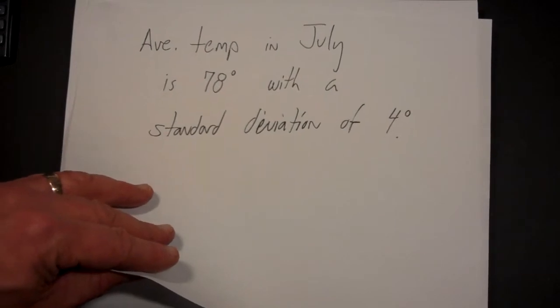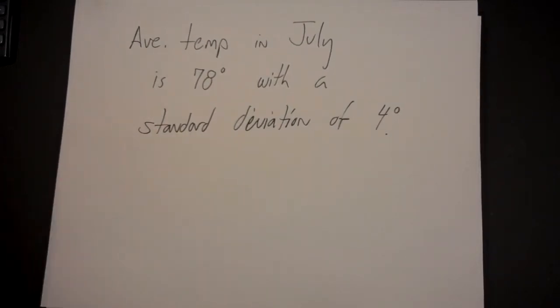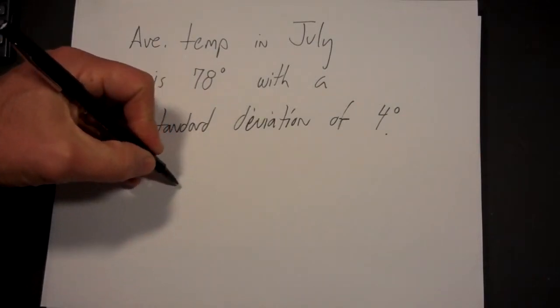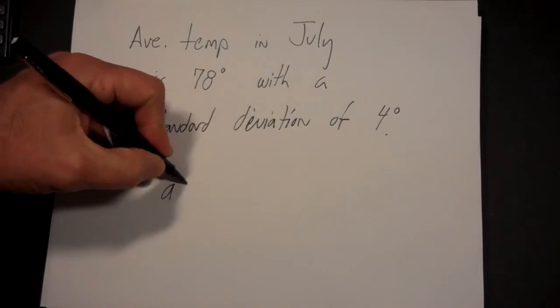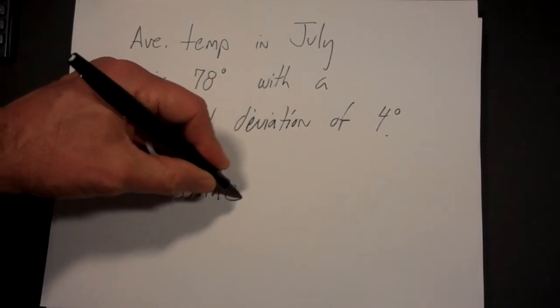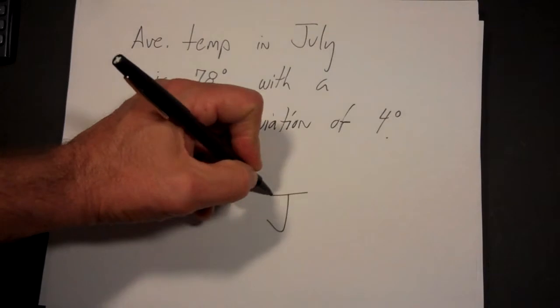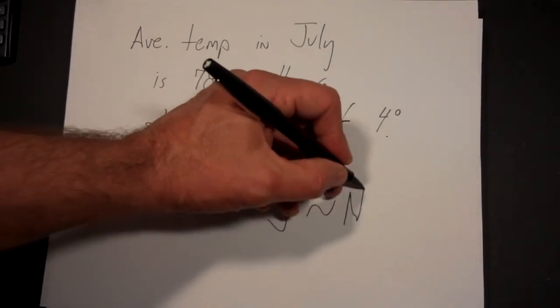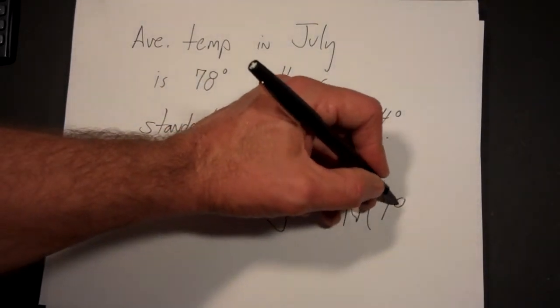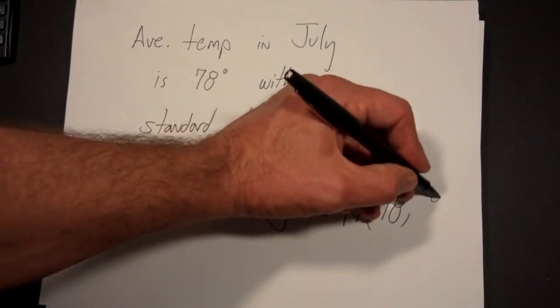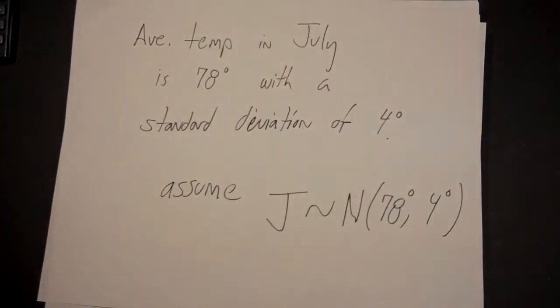Let's say you live in a given city and the average high temperature in July is 78 degrees with a standard deviation of 4 degrees. Though we don't necessarily need to assume normality in all cases, let's do it this way. So let's assume this random variable, let's call it J, is normally distributed with a mean of 78 degrees and a standard deviation of 4 degrees.